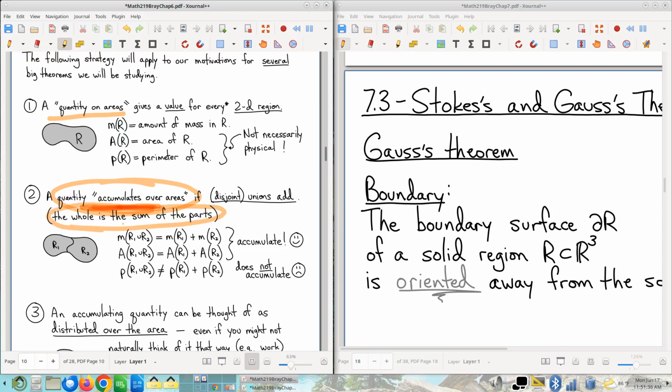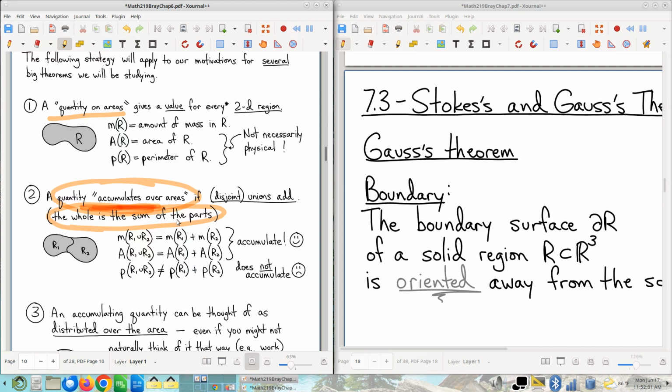Not every expression, not every quantity has this feature. A lot of physical quantities do. Some geometric quantities do. But in general, this is not a universal feature. Some things, the whole is the sum of the parts. Some things simply, no, it isn't. And this feature of being an accumulating quantity is bonkers useful.